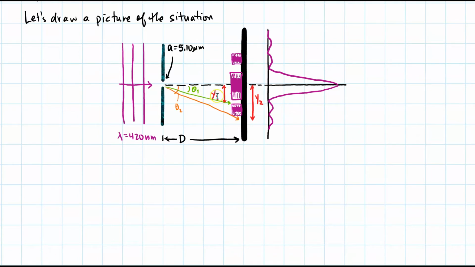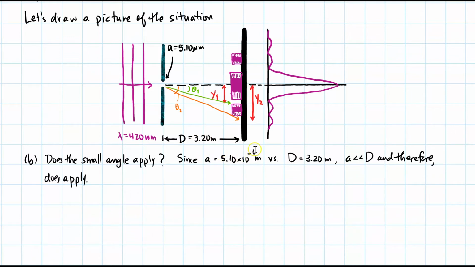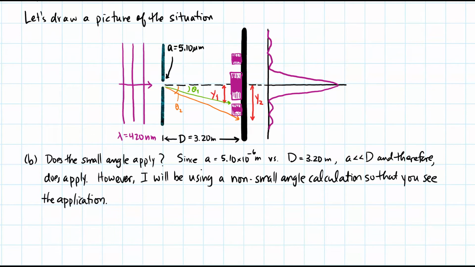The angular location of the first minimum is in green, which is theta 1. The angular location of minimum 2 is in orange, theta 2. A small typo, I do know what the screen distance is, it's 3.2 meters. A small angle approximation applies, since a is 5.1 times 10 to the minus 6 meters versus D, which is 3.2 meters. a is much smaller than D, and therefore it does apply. I will be using a non-small angle calculation so that you could see the application.